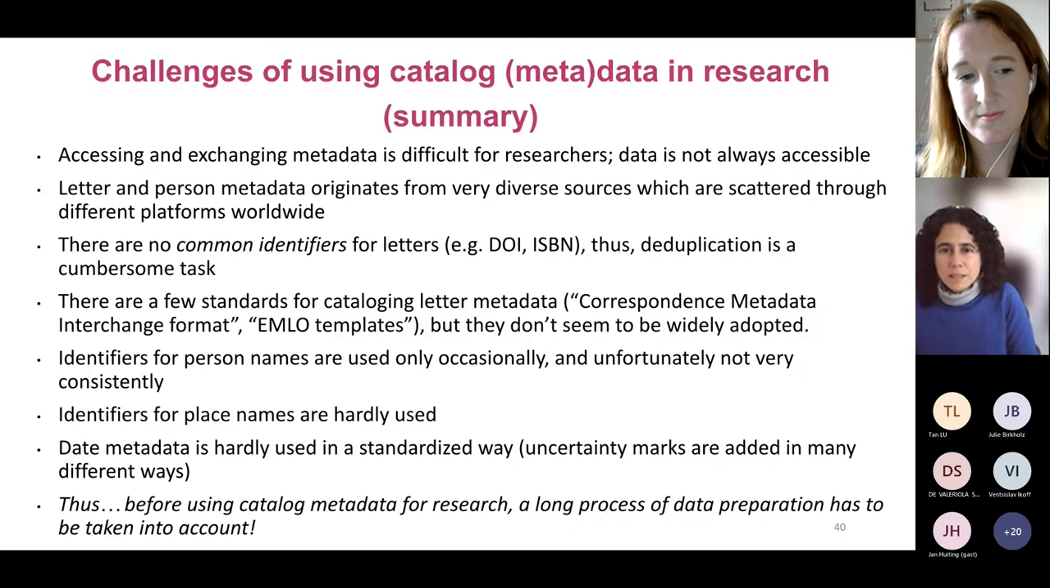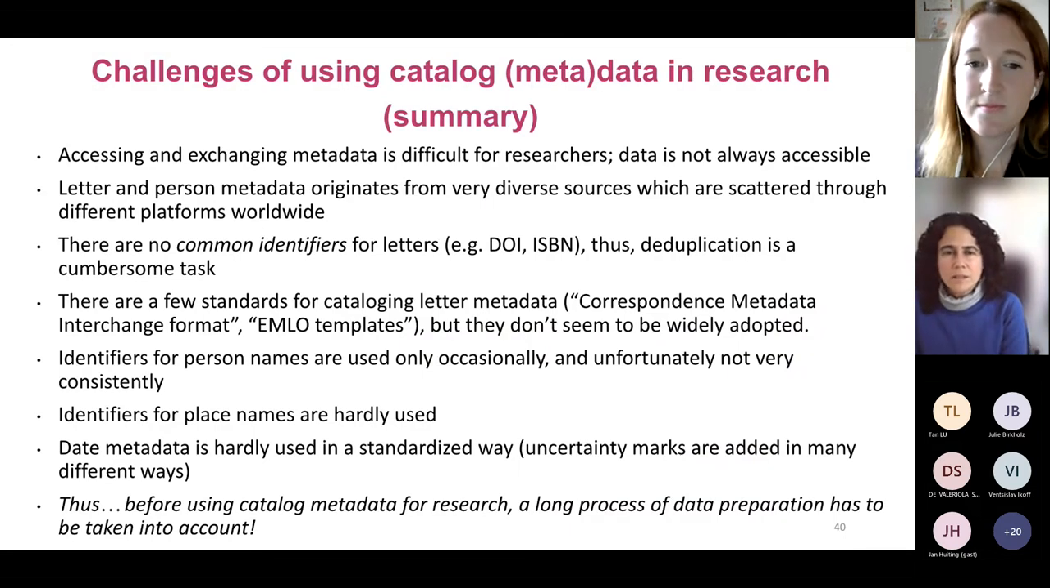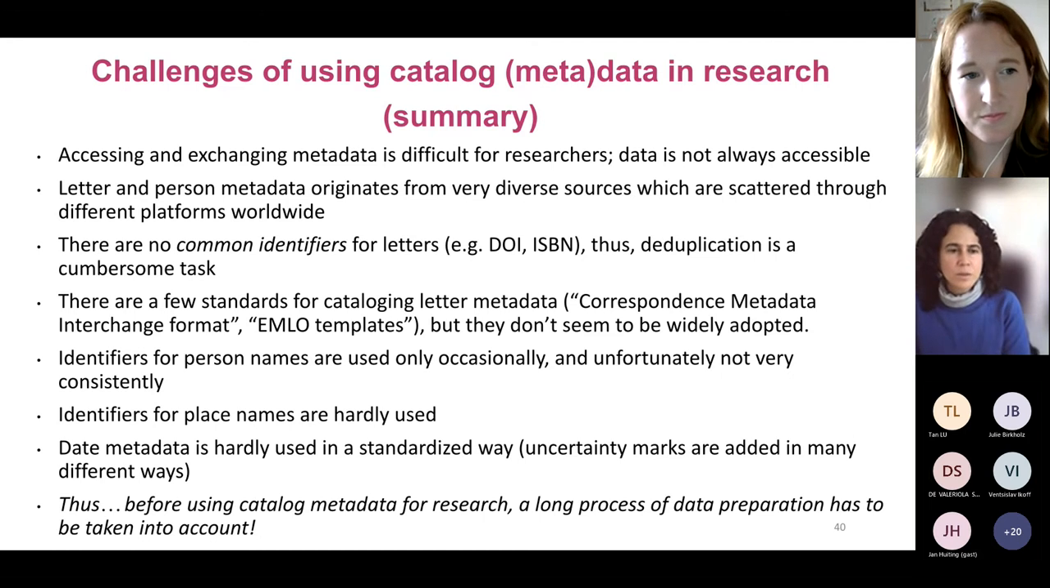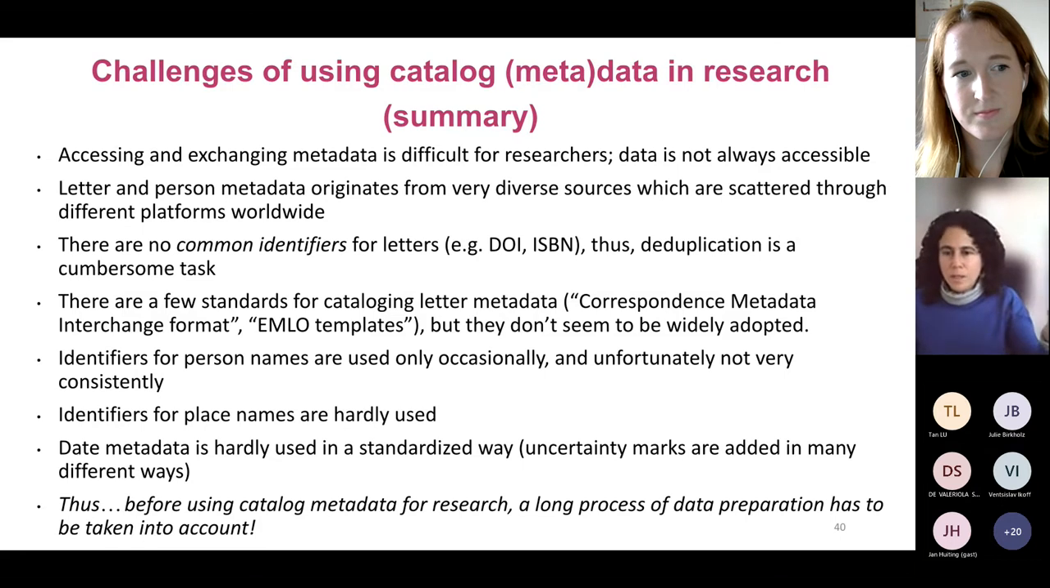future work. So the challenges of using this catalog metadata is that, first of all, access is difficult for researchers. So even though you find catalogs like MLOW, for instance, the data is not ready to be downloaded or used for research. So access is still difficult. And then this metadata originates from different sources. So when a researcher manages to get the data from one and another catalog, these catalogs are so diverse that it's very hard to merge them. And also because there are no common identifiers for letters, not something like an ISBN equivalent for books. It doesn't exist for letters. The deduplication process is a very cumbersome task.